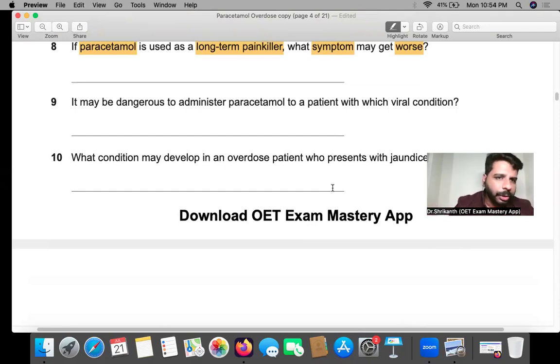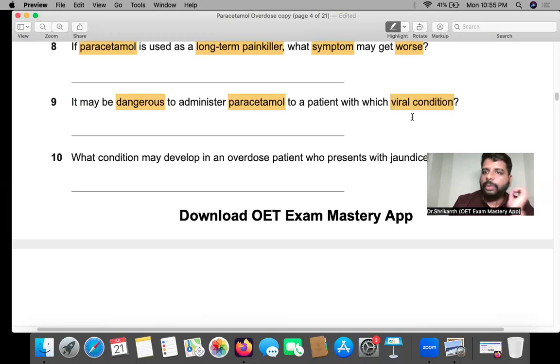How about the ninth question over here? What was the ninth question? It may be dangerous to administer paracetamol to a patient with which viral condition? Now see over here, they're asking it may be dangerous. Means it is a very dangerous situation if we are administering paracetamol. Okay, that is, you're giving paracetamol to a patient with a viral condition.